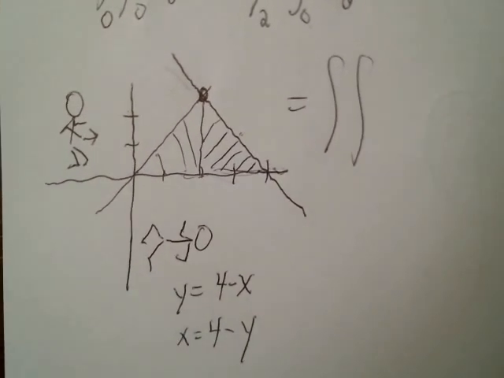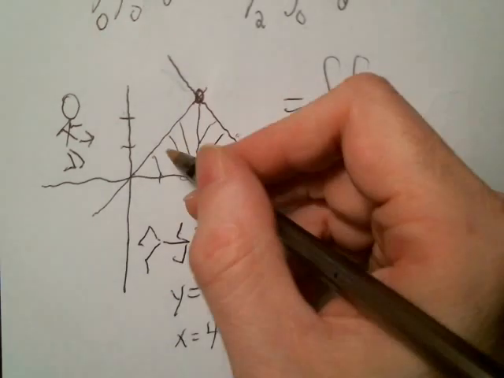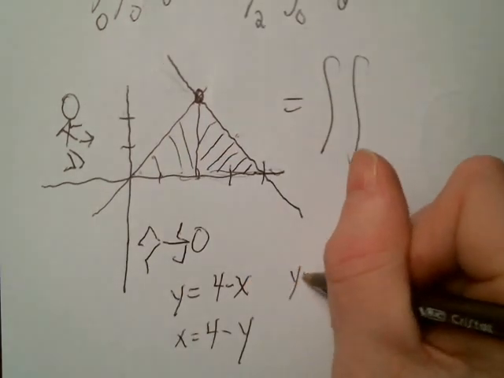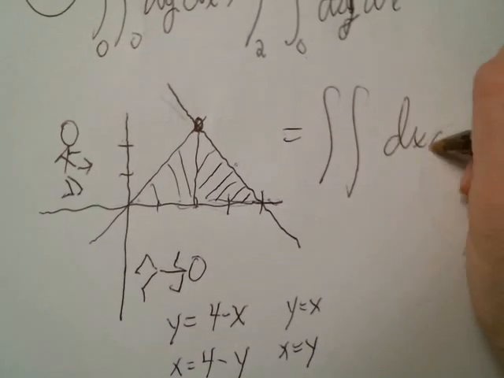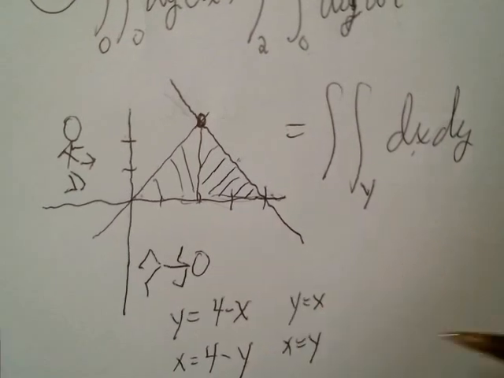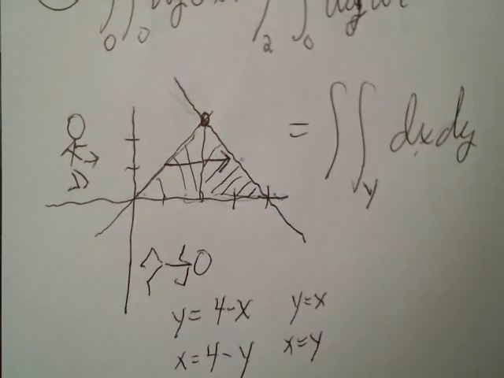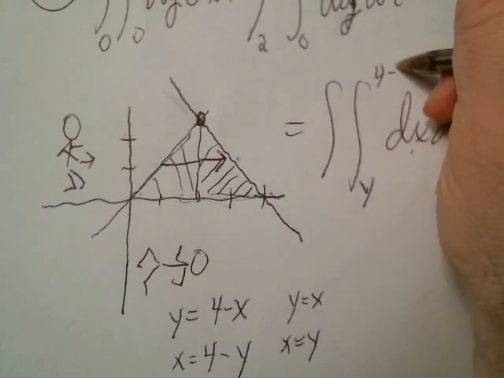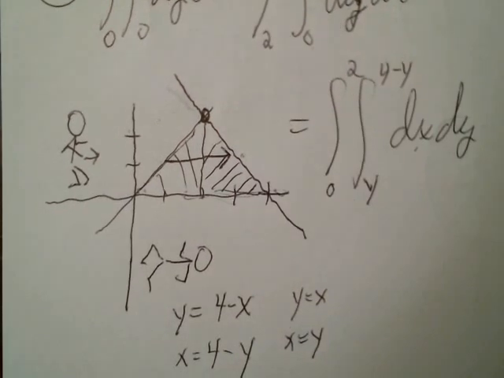Right? And so the bottom curve is originally y equals x, now x equals y. So I'm going dx dy. So x equals y to x equals 4 minus y. And then the Riemann man is going from 0 to 2.